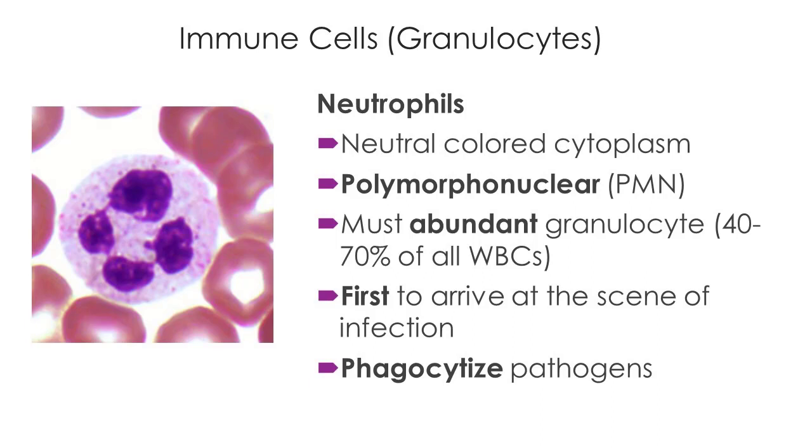Now, the important part about neutrophils is they are going to be the most abundant of your white blood cells, and of course then the most abundant of the granulocytes. You may have as many as 70% of your white blood cells present as neutrophils. When you have that many neutrophils in the bloodstream, is it any surprise that the neutrophils are going to be the very first to arrive at the scene of the infection?